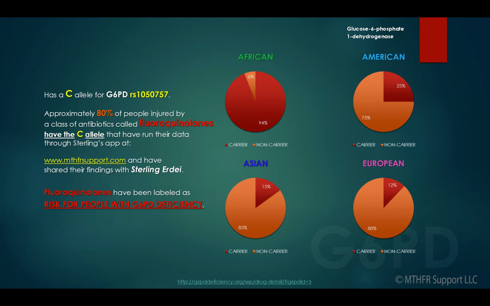Approximately 80% of people injured by a class of antibiotics called fluoroquinolones have the C allele. They have run their data through Sterling's app at www.mthfrsupport.com and have shared their findings with Sterling Erdi. Fluoroquinolones have been labeled as a risk for people with G6PD deficiency.